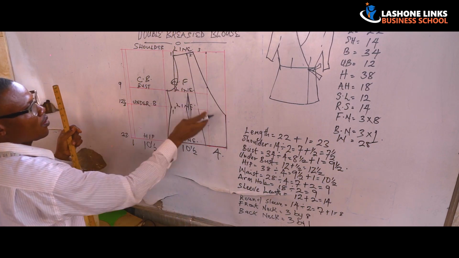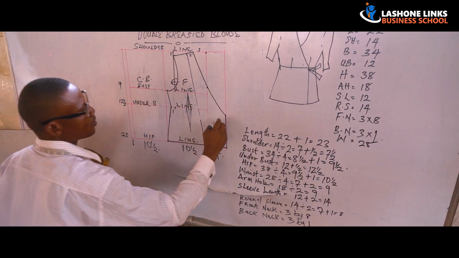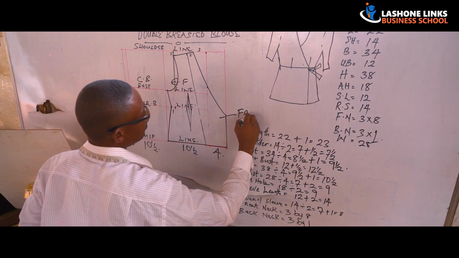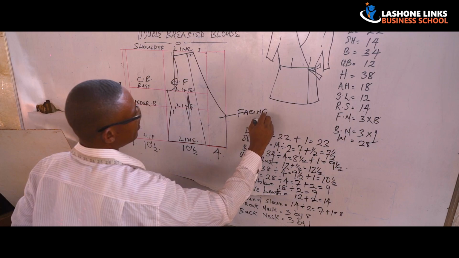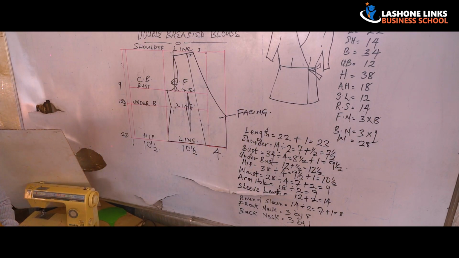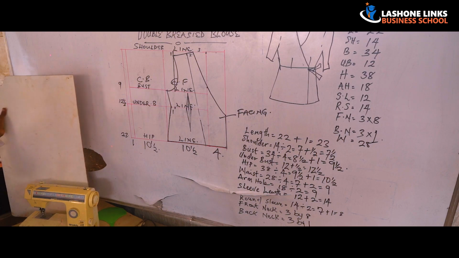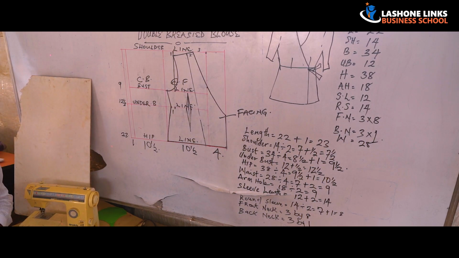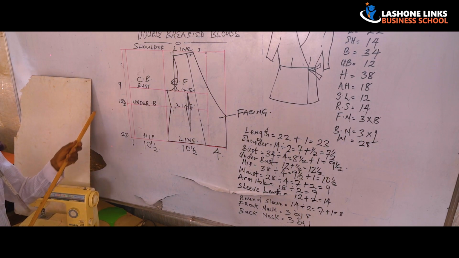So here is your facing. You use that one to turn the neck inside. So that is the front. Then can we go back? Can we go to the back? Yes. So this is how you do the back.